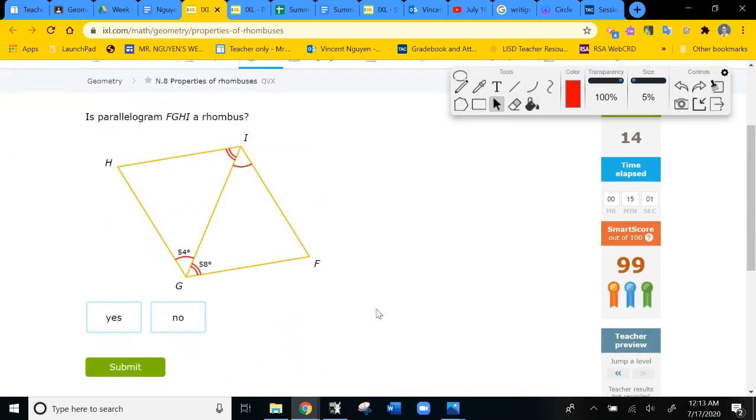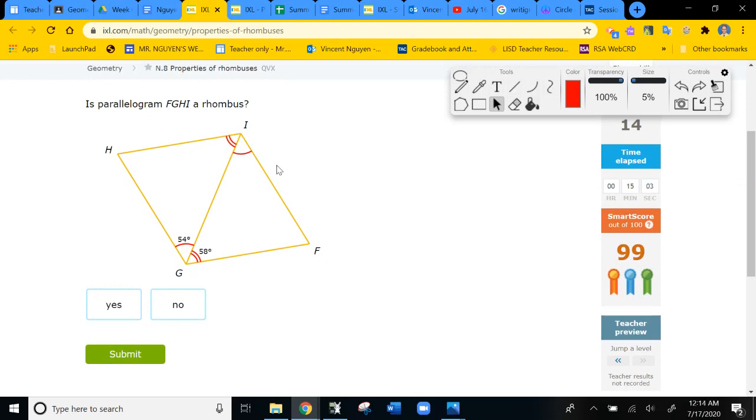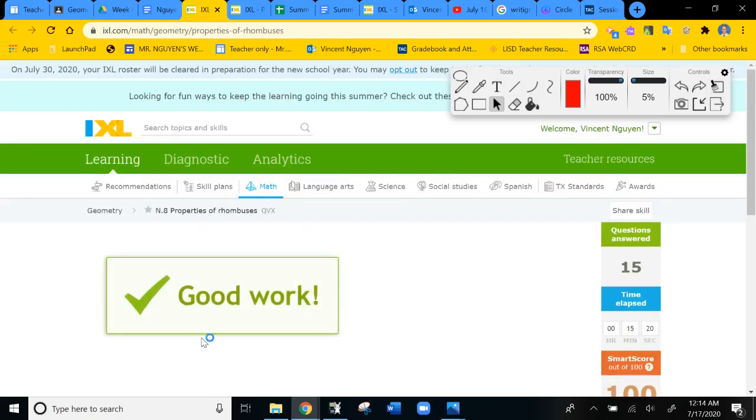Yay. Okay, let's see if this one's a rhombus. Wait, no, it's not a rhombus, because the diagonal on a rhombus cuts the angles in half. And these are clearly not half and half, because that's 54 and that's 58. So I'm going to say no, it's not a rhombus, and we're going to hit 100.